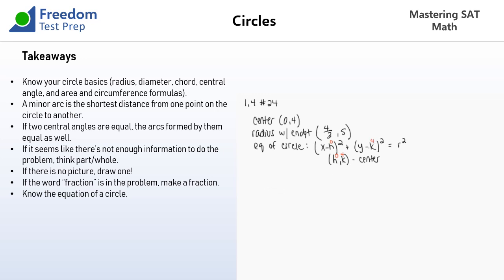And then I'm just going to bring down this equation here. So what we have is x minus 0 squared plus y minus 4 squared, and that still equals radius squared. Now, I'm going to simplify it. X minus 0 is just x squared, and then everything else is simply going to stay the same.